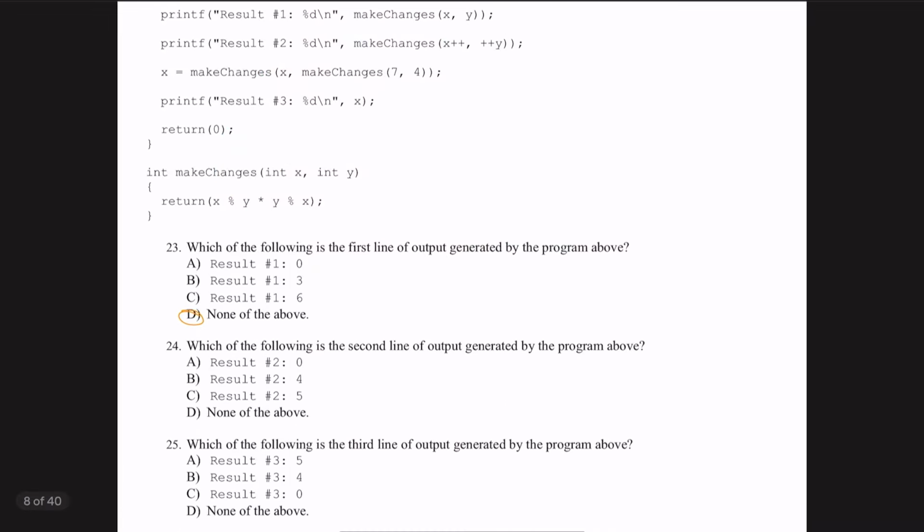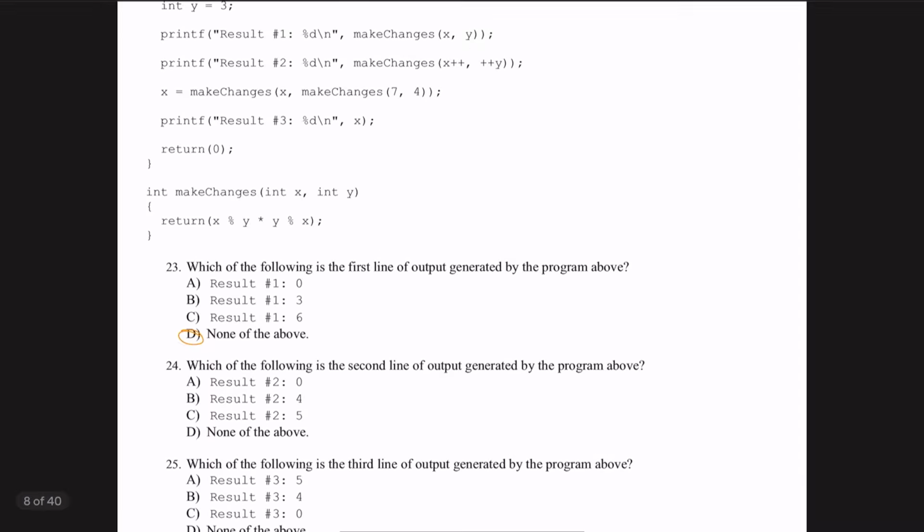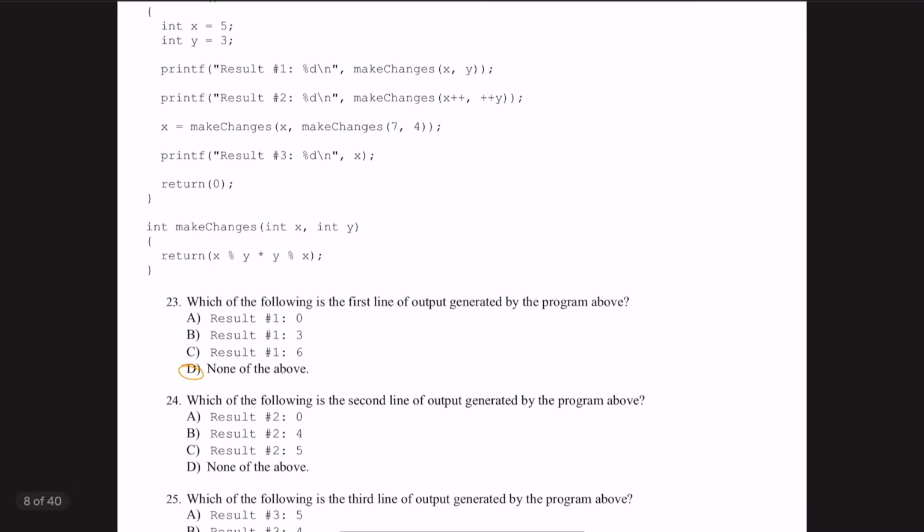Moving on to question 24. We're going to call it with some new parameters. So we're going to call it with x++. Well, this is postfix, which means we're going to make the change later. So for now, we're going to use the current value of x, which is 5. Then ++y, because it's a prefix increment, we're going to make the change now and use the new value. So now we have x and y as 5 and 4 respectively.